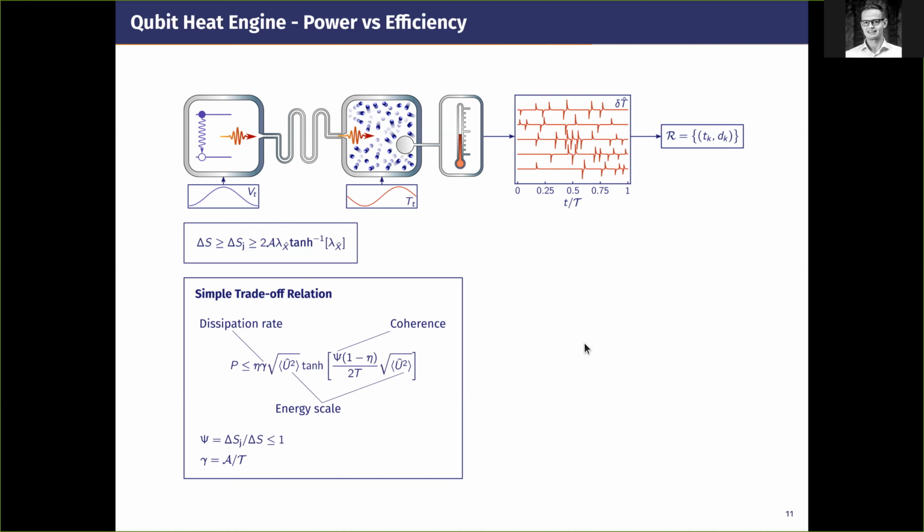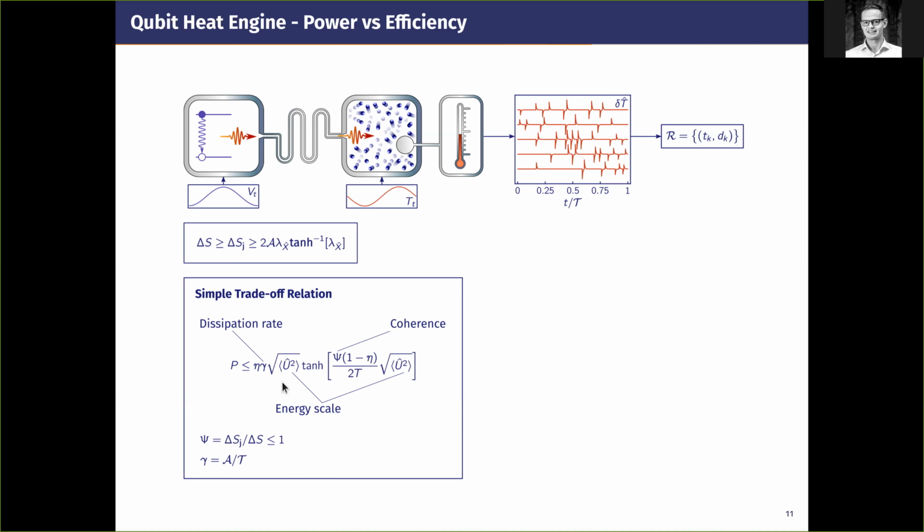We can now use this bound and apply it, for example, to our thermal input. And then it's just a matter of rewriting to get this kind of trade-off relation between power and efficiency. Here you nicely see what parameters determine this trade-off. You have an object gamma, which is the total activity over the total time of one cycle. And that is a measure for the dissipation rate. You have the second moment of the thermal input, which gives you an energy scale. And you have this coherence parameter psi, which is the jump entropy divided by the total entropy. And it is 1 only in the quasi-classical limit where you have no coherence.